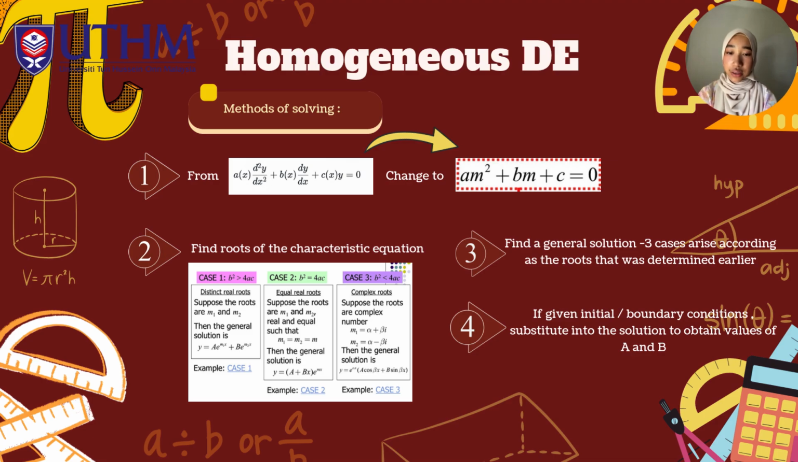For case 2, we have real but equal roots, such that m1 and m2 have the same value. And case 3 is used when we have complex numbers in our roots. After that, we can find the general solution by looking back at case 1, case 2, or case 3, and use the general solution according to our roots. And for step 4, if given initial or boundary conditions, we can substitute them into the solution so that we can obtain the values a and b.